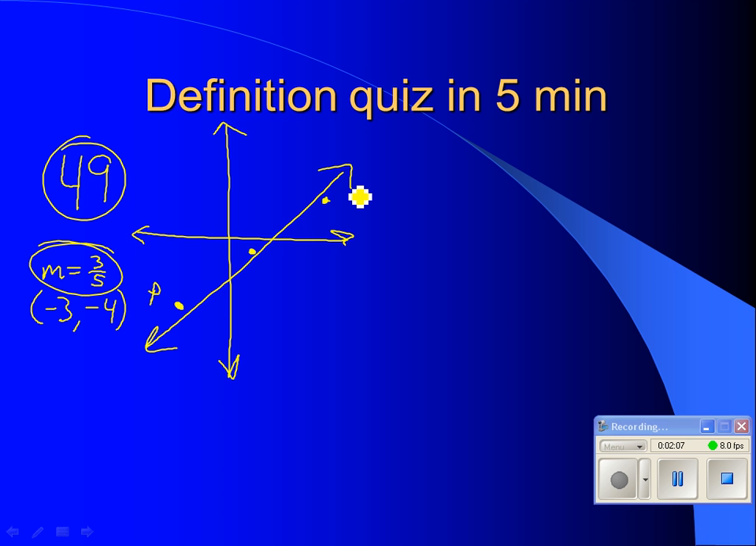Remember to sort of check yourself. If it's got a positive slope, the line should be going how? Up to the right. Correct, it should be going up. If it had a negative slope, then it would be a falling line going down. Other questions?